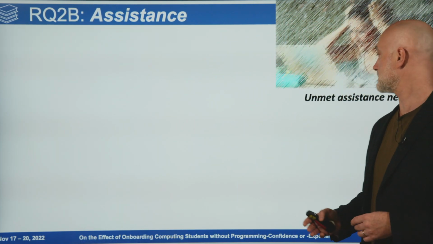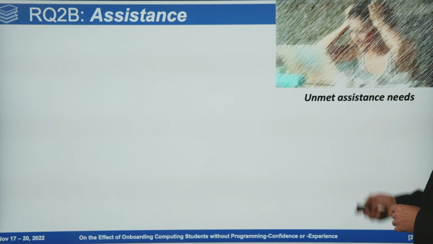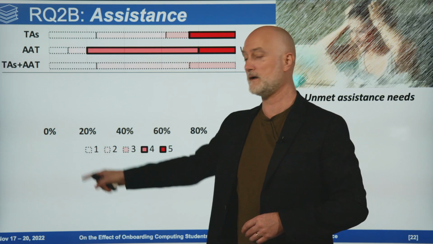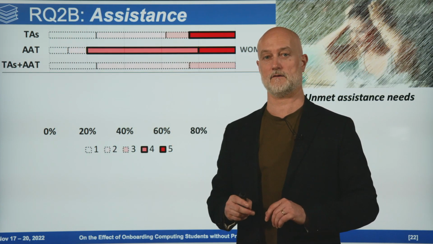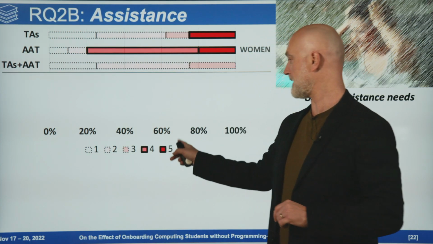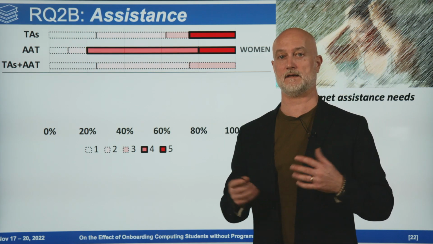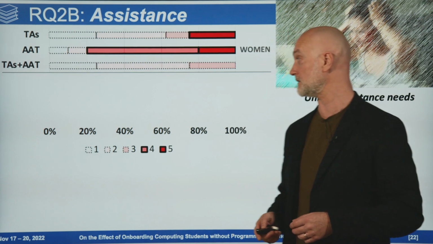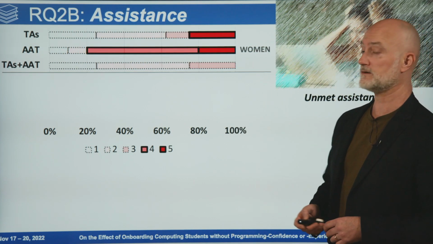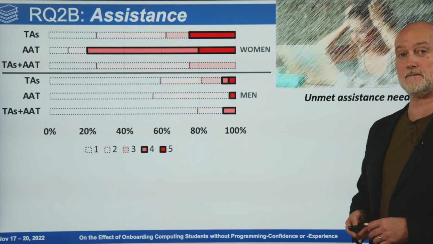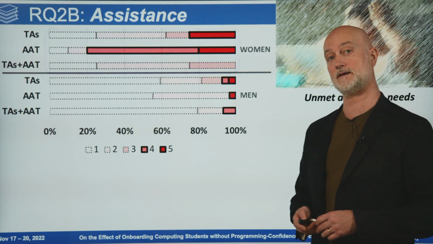If we look at assistance, which is quantified as the unmet assistance needs, again on a 1 to 5 scale, a 1 means that you don't have any further assistance needs, and 5 means that you felt you had a maximal number of unmet assistance requirements during the experiment. Here are the results for the women, and here are the results for the men. So we see a difference.